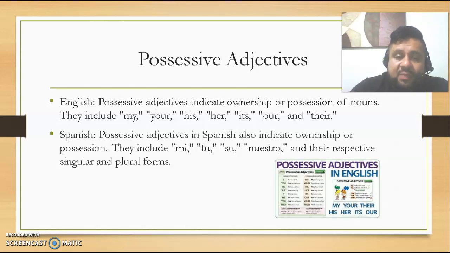In English, possessive adjectives indicate ownership or possession of nouns. They include my, your, his, her, its, our, and their. In Spanish, possessive adjectives indicate ownership or possession as well. They include mi, tu, su, nuestro, and their respective singular and plural forms.